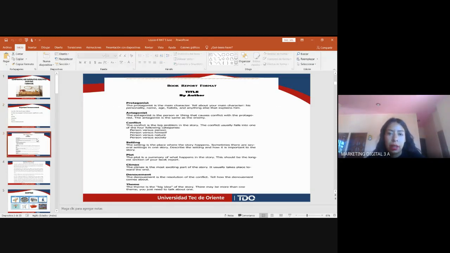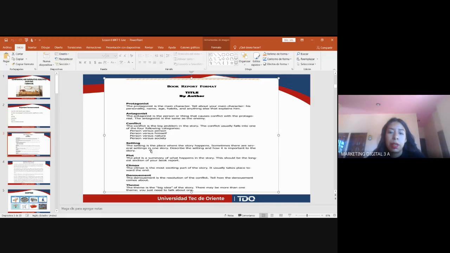So here I have an example of a book report format. You start with the title, for example, Charlie and the Chocolate Factory, by, I don't know, Anna. And you have the protagonist and antagonist. Those are the characters that you have in that story. Then the conflict is the problem. How did they solve the problem? Or what was the conflict? What was the problem?